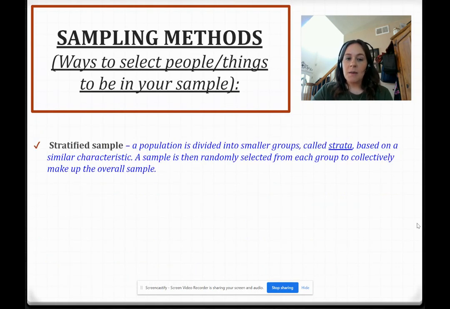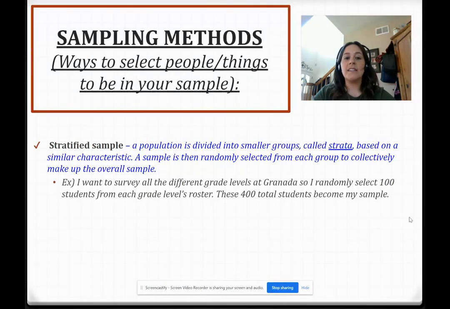Our next sampling method is called stratified sampling. Stratified sounds very similar to a couple of the other methods that we're going to be talking about, so I'm going to try my best to clarify the difference. Stratified is if a population is divided into smaller groups called strata, and they're broken up into these groups based on some type of characteristic, so some type of similar characteristic. A sample is then randomly selected from each group to collectively make up the overall sample.